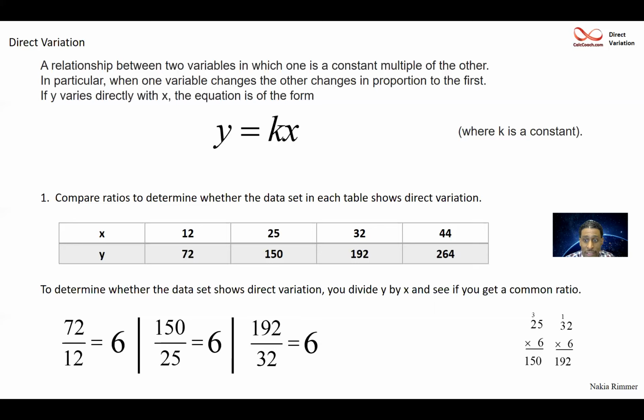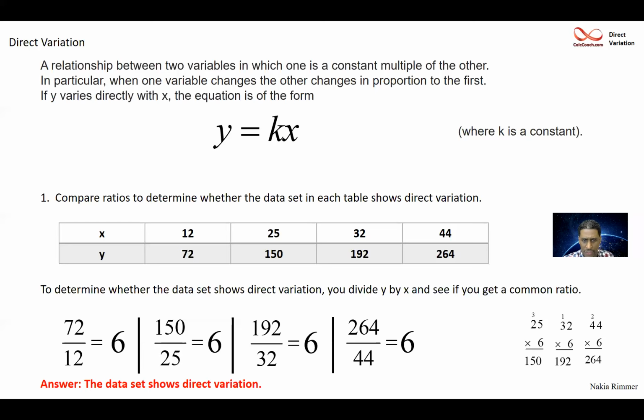Great. I don't know about 44. I don't know multiples of 44. So I'm going to check it out. I'm going to multiply 44 by 6 and see if I get 264. I do. It works out. Every one of these ratios is 6. And so this table represents a direct variation. They don't ask us what the formula is, but this ratio is what k is. y should be equal to 6 times x. Okay, so that's number 1.